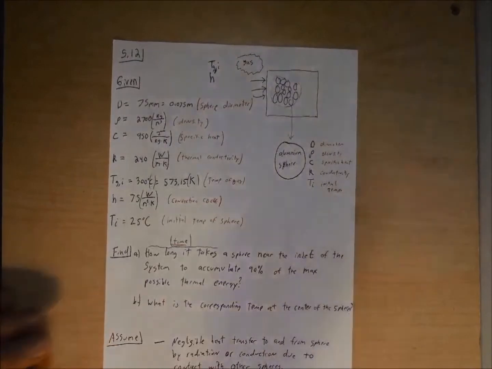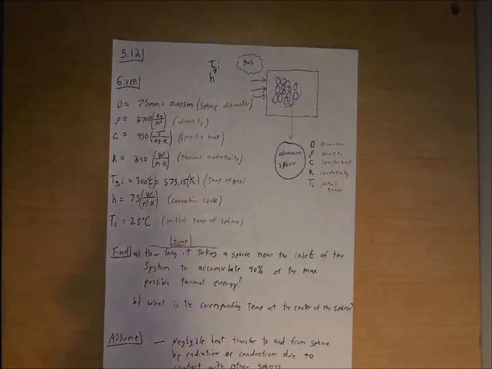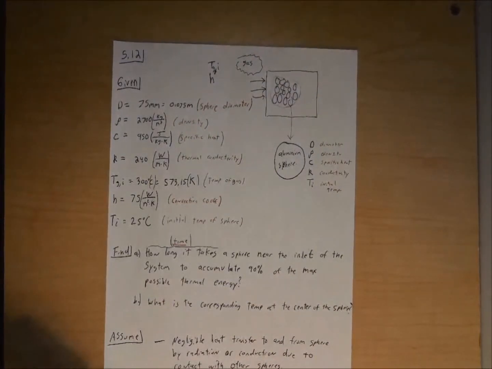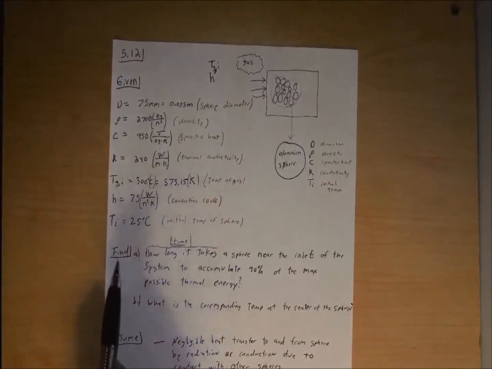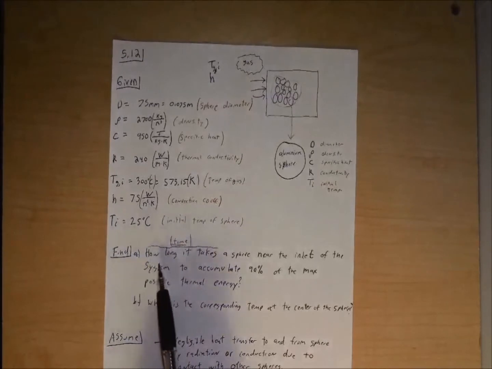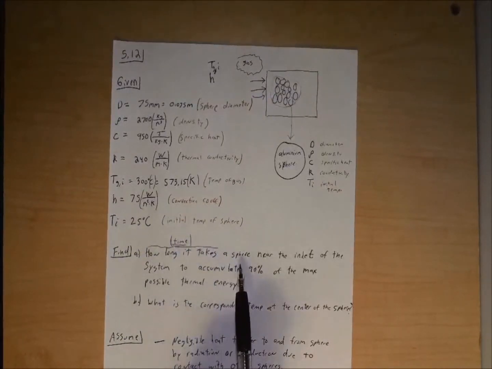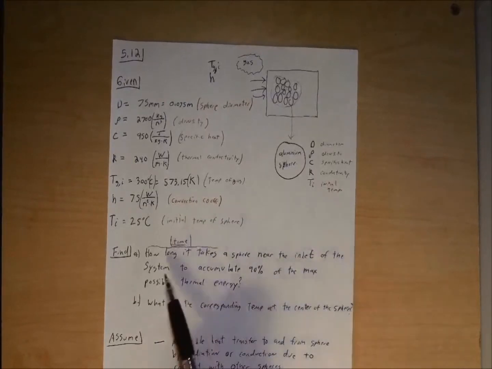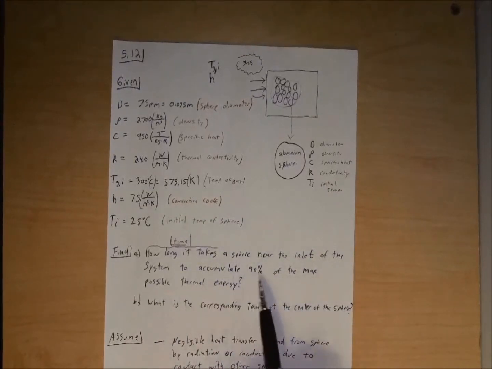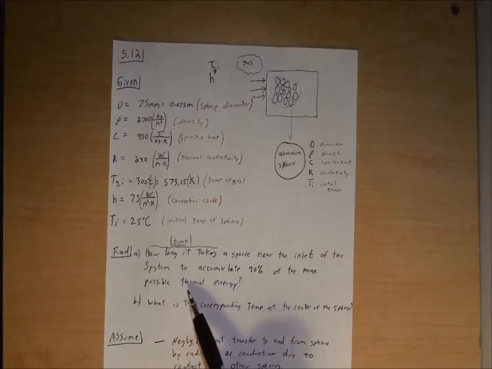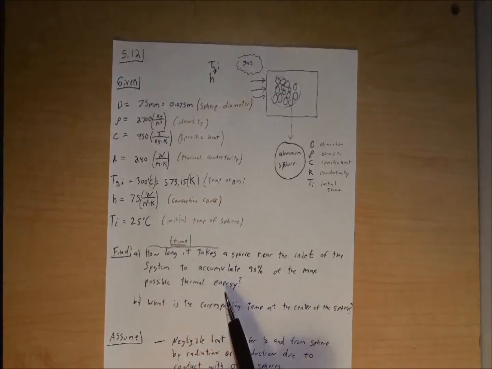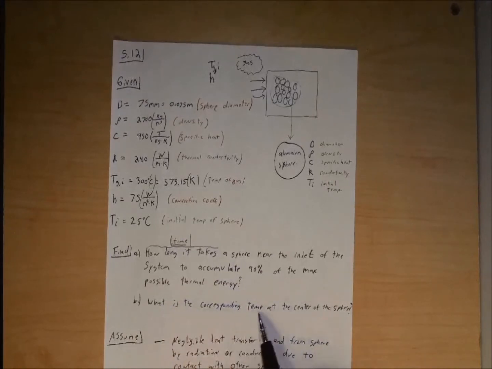So now that I have everything that's given to me in the problem statement and initial diagram, what I want to do is figure out what they're asking me to solve for. So I write out down here in my find section, part A, how long, so the amount of time it takes a sphere near the inlet of the system to accumulate 90% of the max possible thermal energy. So that's what they're looking for in part A. In part B, they're asking what is the corresponding temperature at the center of the sphere.